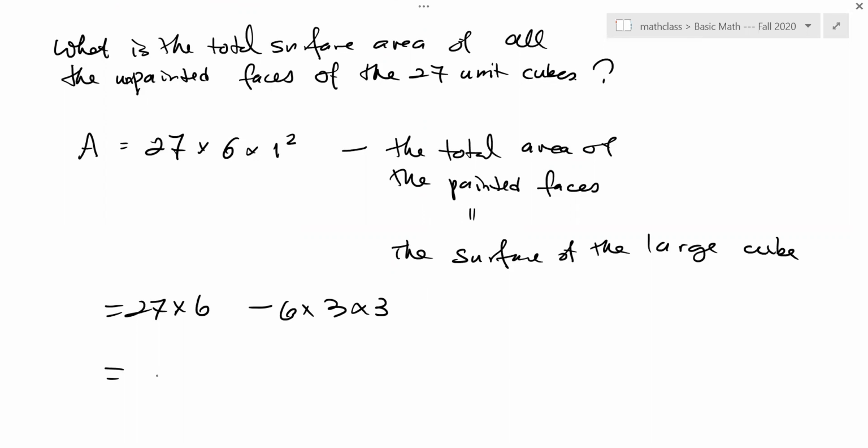27. So a simple computation gives you the answer, right? 27 times 6 minus 9 times 6, 108. 108 is correct.